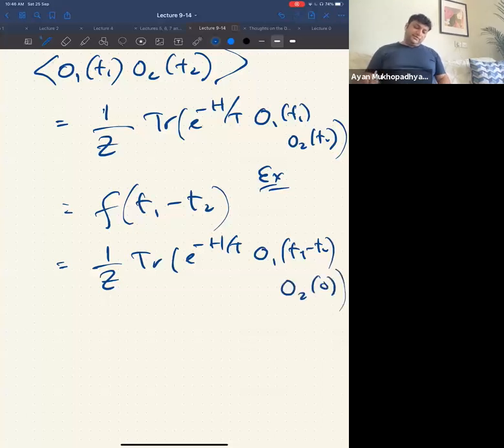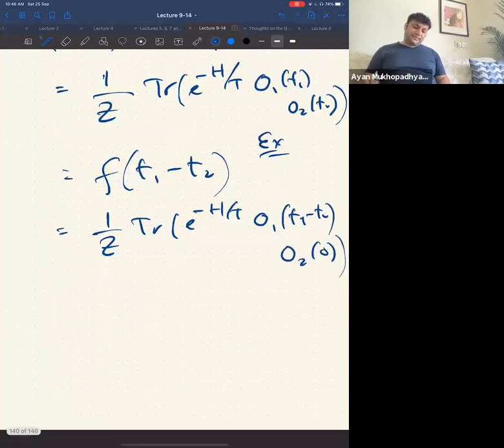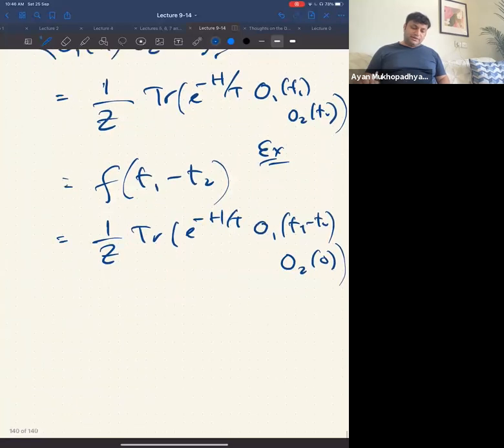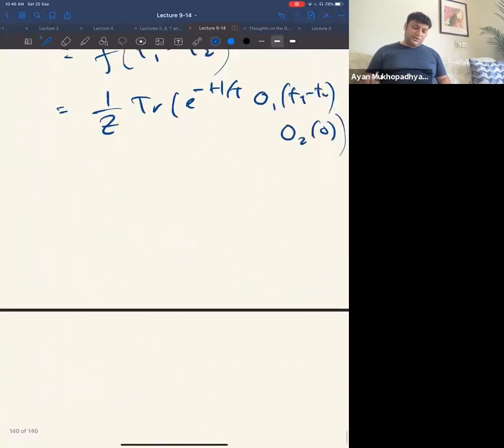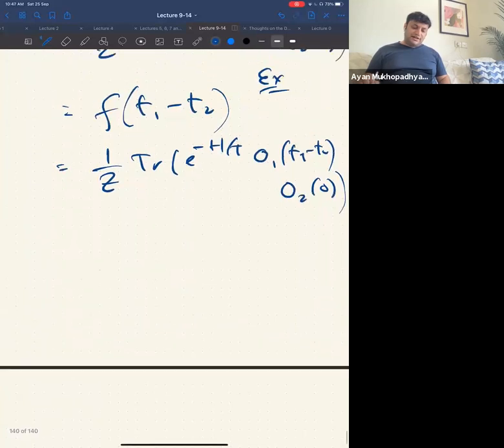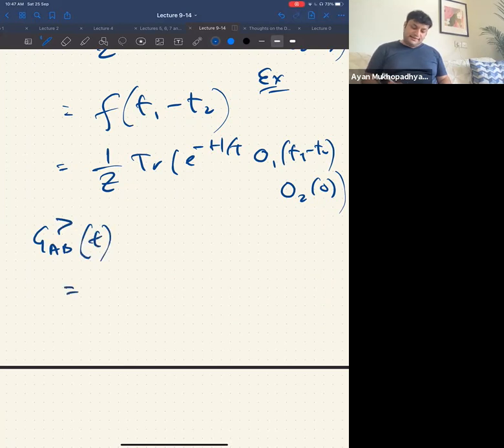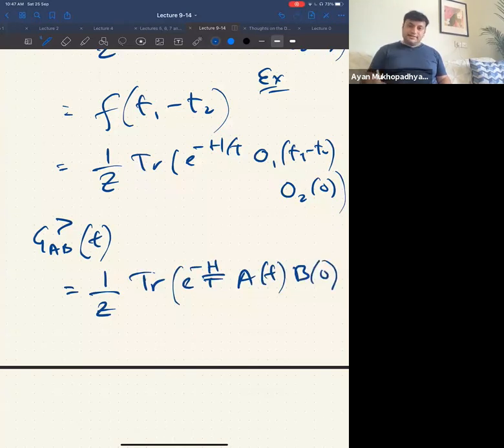Okay. If you wish, I can write it like this, and then, all right. So now let us try to see something interesting. Let us try to define something called G^> AB. G^> AB(t) is 1 over Z trace of e to the power minus H by T, A(t) and B(0), right?